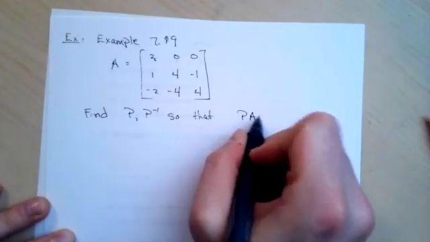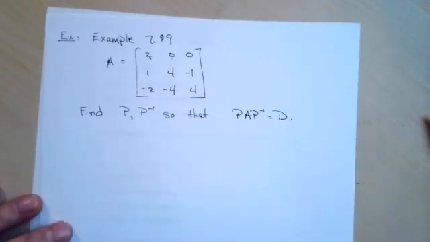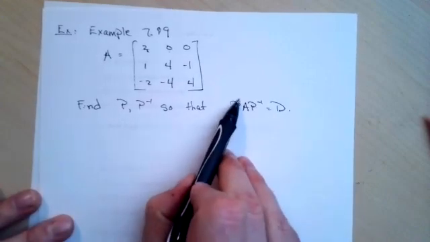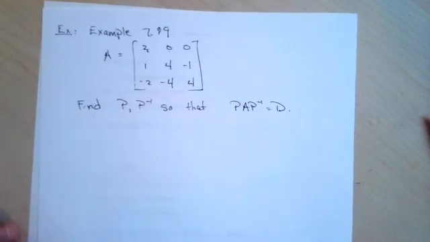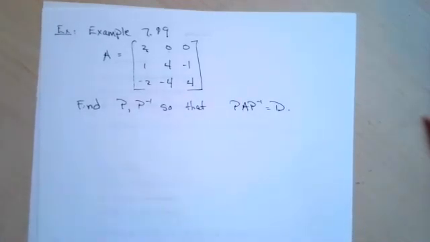So that P A P inverse is D. And again, I think the book actually switches it. The book labels this one as P inverse. Again, it doesn't matter what you call them, as long as you know which matrix goes on the left and which one goes on the right. Sorry, what'd you say? Was there a comment?